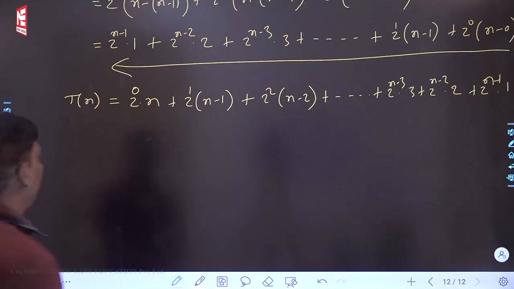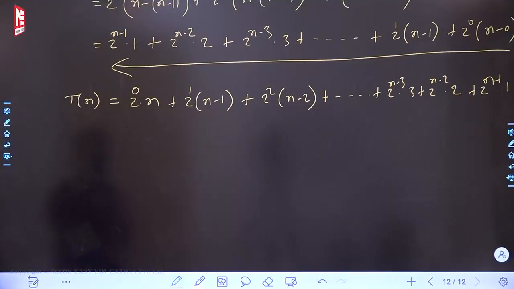Check here. 2 power 0, reverse order I have written, I have not done anything else. Tn is equal to 2 power 0 into n, 2 power 1 into n minus 1, 2 square into n minus 2, and so on. 2 power n minus 3 into 3, 2 power n minus 2 into 2, 2 power n minus 1 into 1. This is the Tn.